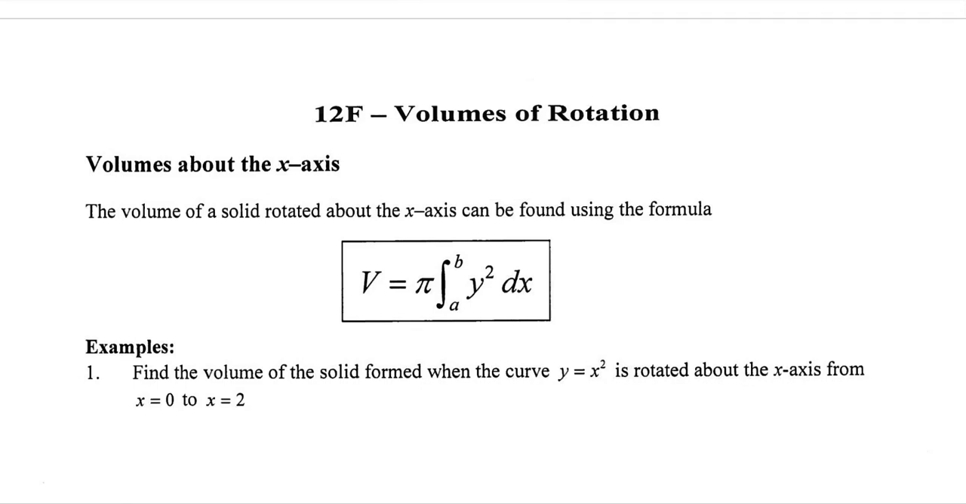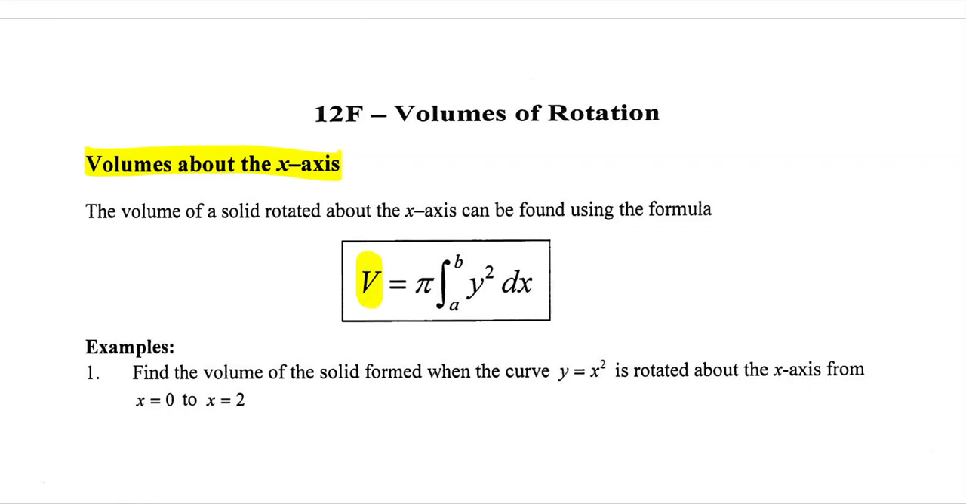The last section of this chapter is to find volumes around the x and the y axes, or volumes of rotation. So there's two types here that we're going to be looking at. We're going to be looking at volume around the x-axis, and then we're going to look at volume around the y-axis. If you want to find the volume rotated around the x-axis, we can use this formula here.